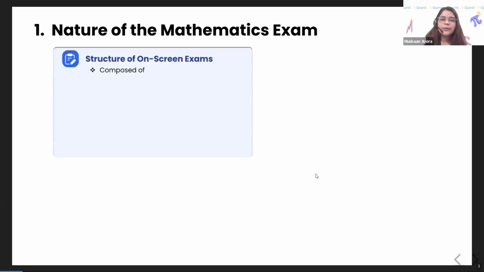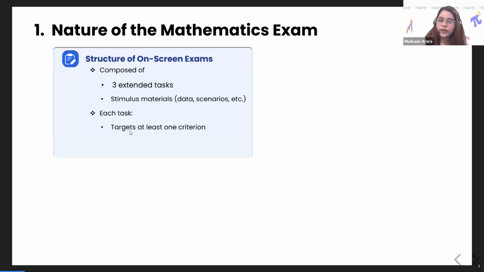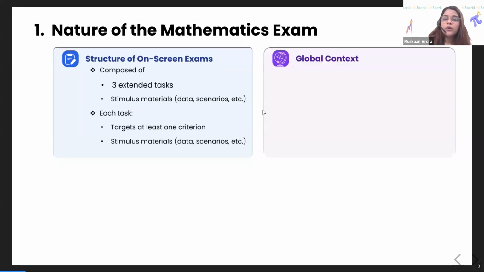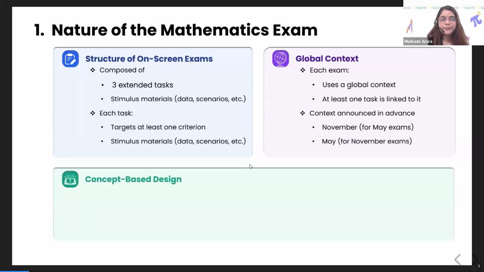So basically, we know that it's going to be an on-screen exam and it will consist of three extended tasks. Each of these tasks will give us some stimulus materials to work on to answer the questions, for example, data scenarios, and you can get different sorts of interactive elements as well, right? Each task targets at least one criterion. There is a global context that is announced for each exam, and we will see at least one task based on this global context. The context has already been announced in the month of November. We will come to discuss the global context as well in a bit.